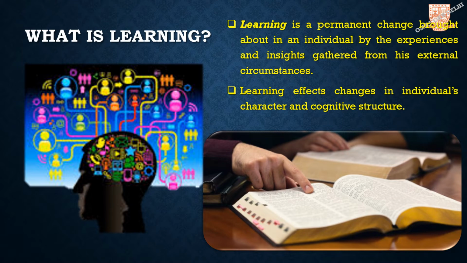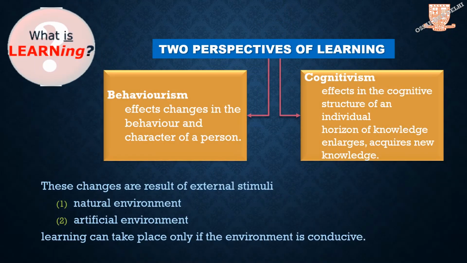Learning is a permanent change brought about in an individual by the experiences and insights gathered from his external circumstances. Learning affects changes in the individual's character and cognitive structure. So there are two important perspectives regarding learning. They are, one is behaviorism, which means learning affects changes in the character and behavior of a person. The next is cognitivism, means learning results in changes in the cognitive structure of an individual. This means that the horizon of knowledge enlarges and new knowledge is acquired.